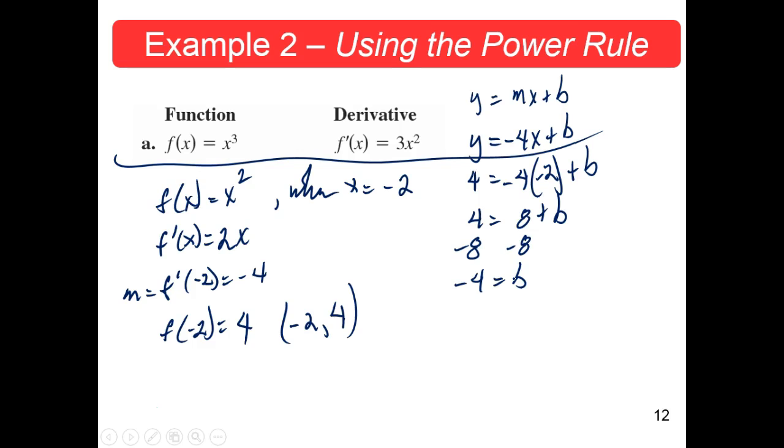There we have it. Now we know the equation for the tangent line. It's y is equal to -4x minus 4. It just happens to be the same value for m and b. That's not always going to be the case. Don't even think it will be. But that's how you do it. There's your equation for the tangent line.